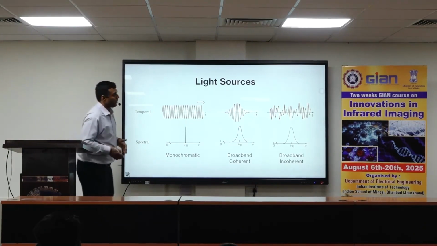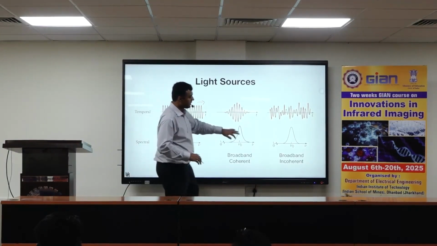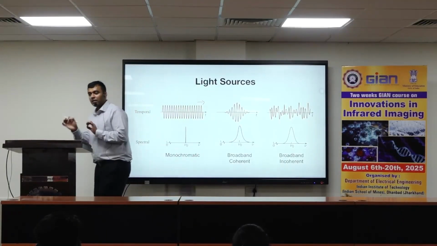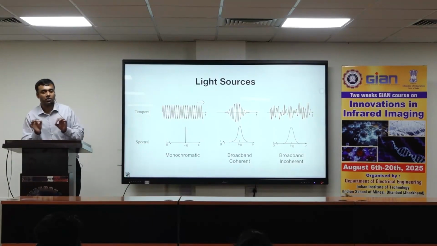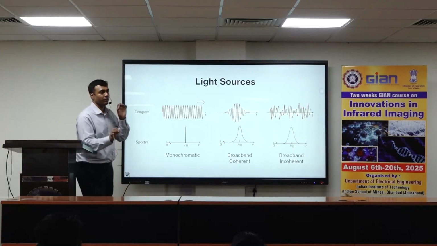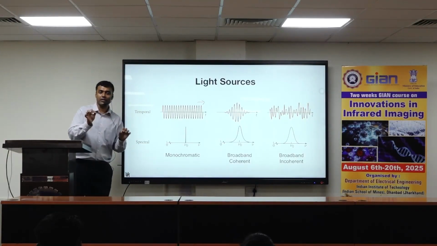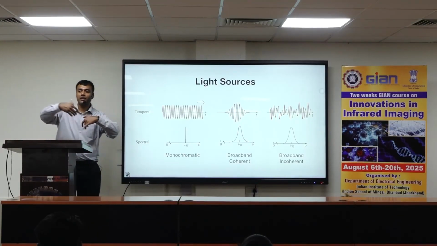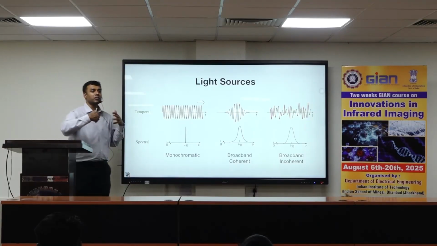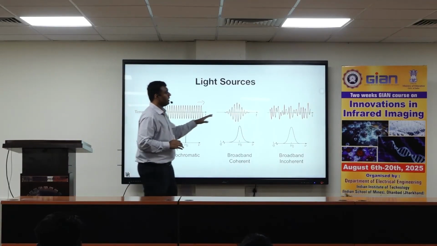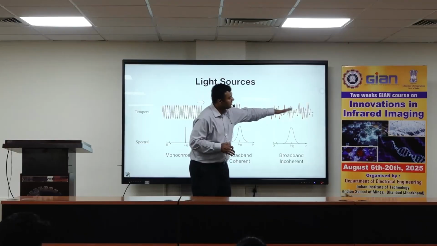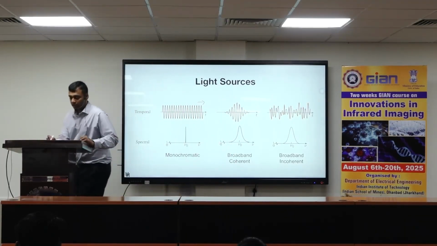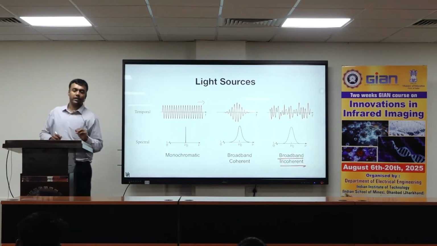You could also have the same kind of broadband source, but the wavelengths are completely independent of each other. There is not much of a relationship between one wavelength and another. So it's emitting randomly, like green light is independent from blue light or red light. They're all independently emitted. So the wavefront is random, and these are called incoherent sources. They are broadband incoherent sources.